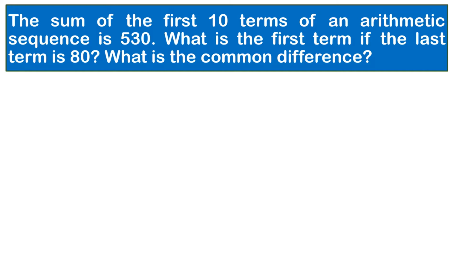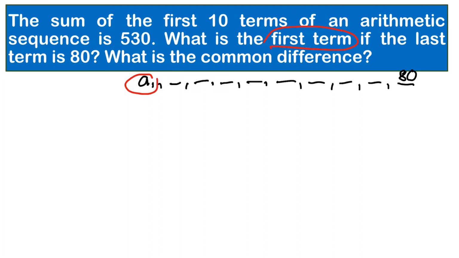Alright, so we are given the first 10 terms. Let's try to have it here. So a sub 1, comma, second term, third, fourth, fifth, sixth, seventh, eighth, ninth, and the 10th is 80. Now we are to solve for the first term and the common difference.